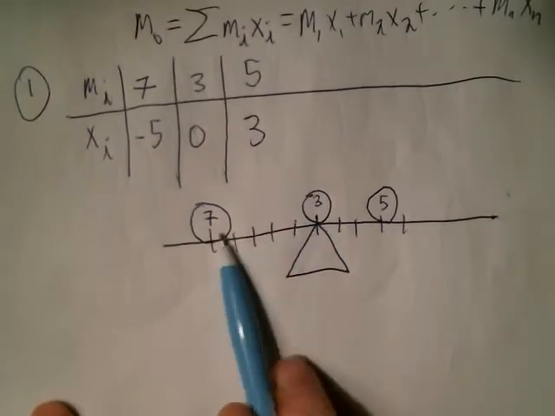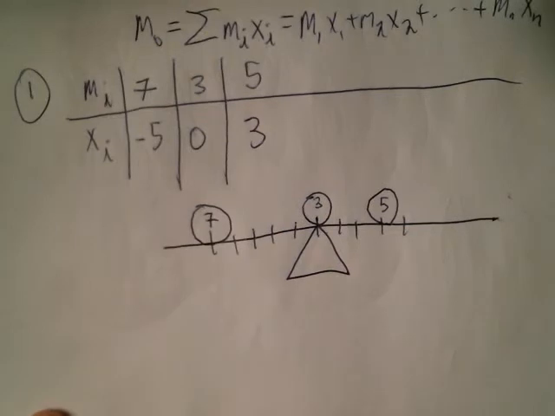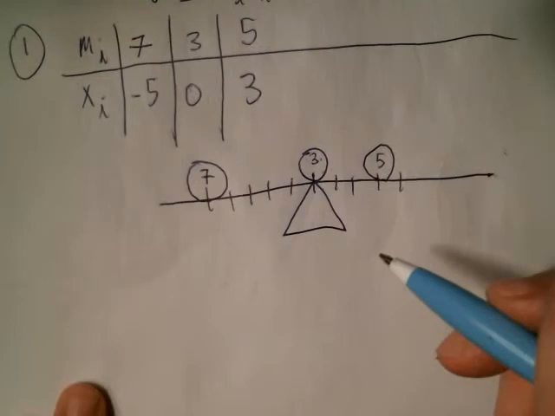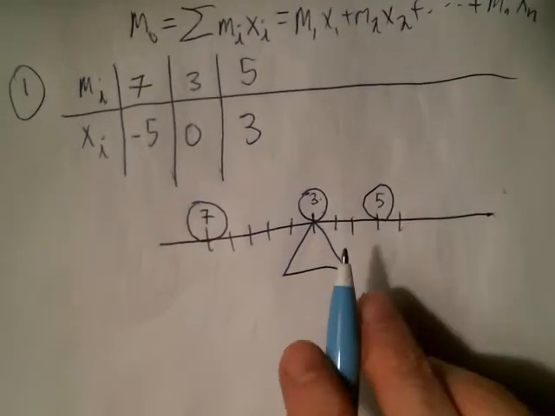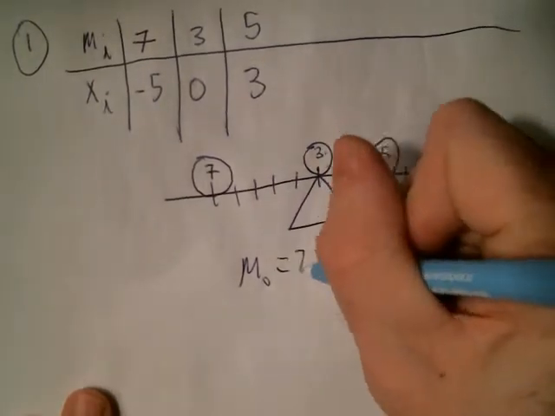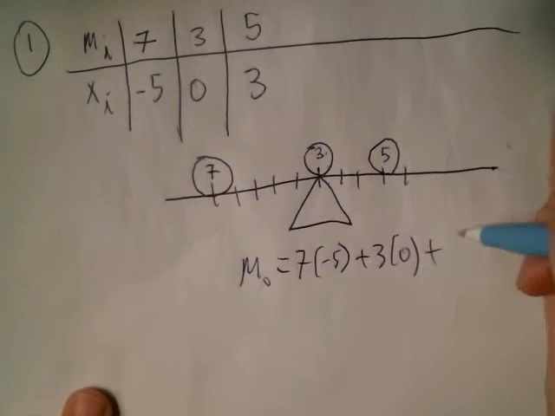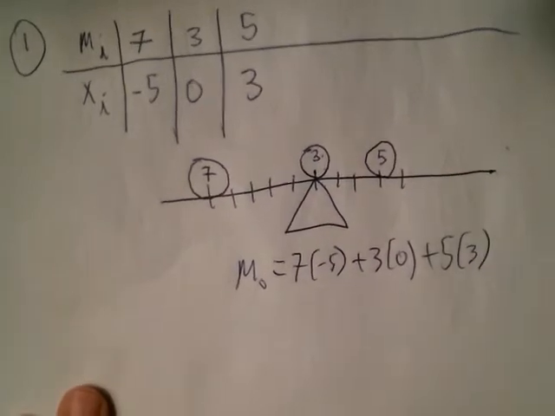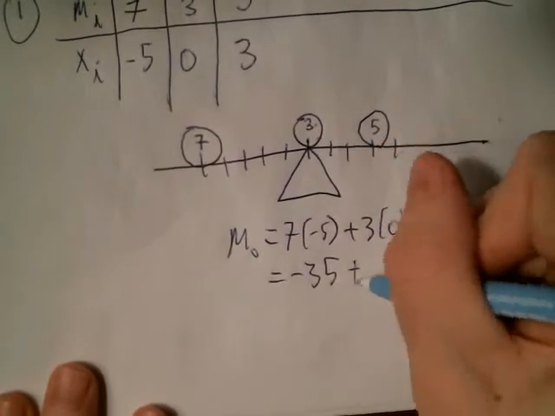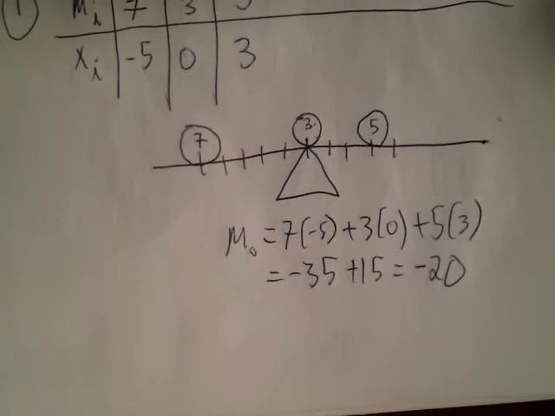And you can kind of speculate, okay, it's going to be tilting in this direction. This guy won't really affect the moment at all. It'll just end up in the sum as 3 times 0, right? So the moment about the origin will be 7 times -5 plus 3 times 0 plus 5 times 3. Right? So we'll get -35 plus 0 plus 15. In other words, the moment about the origin in this case is -20.